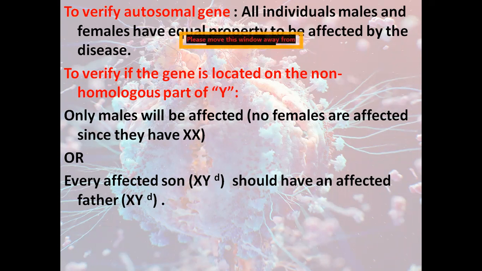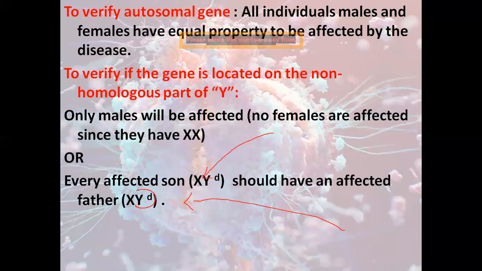Or you can solve it in another way. This is the simplest way to prove that it's found in the non-homologous part of Y: every affected son will have an affected father. Why? Because the father will transmit the allele YD to his son, who should also be affected by having YD. So if the father is normal, it's not the case.